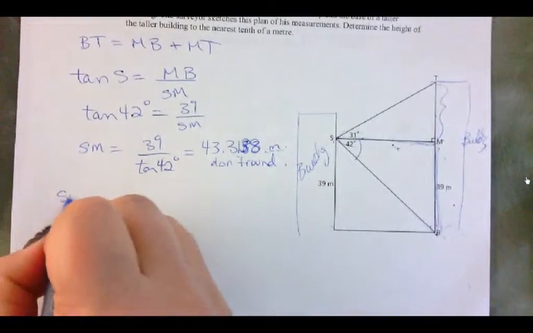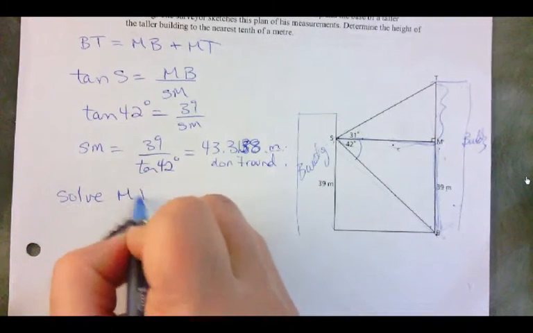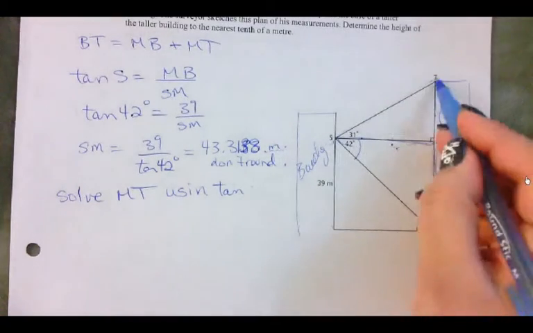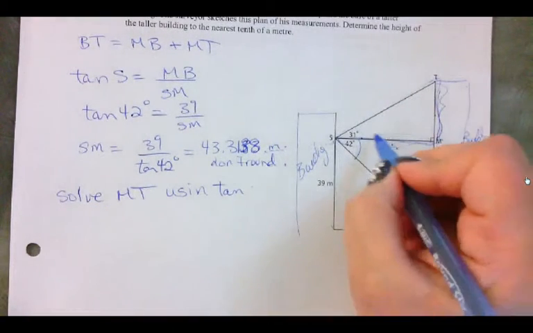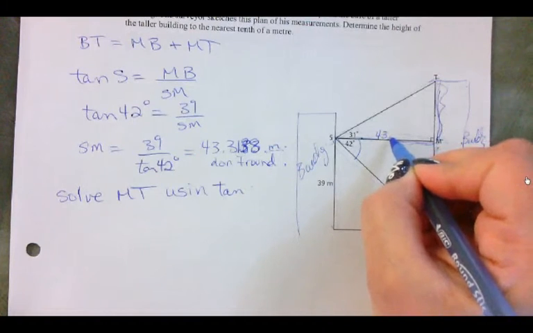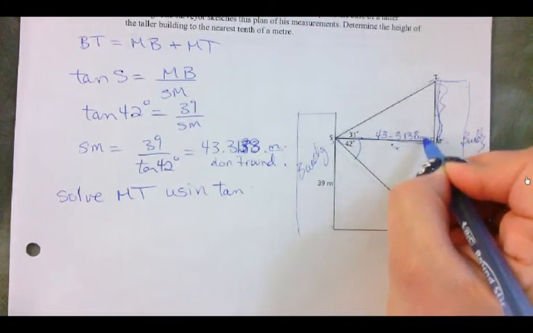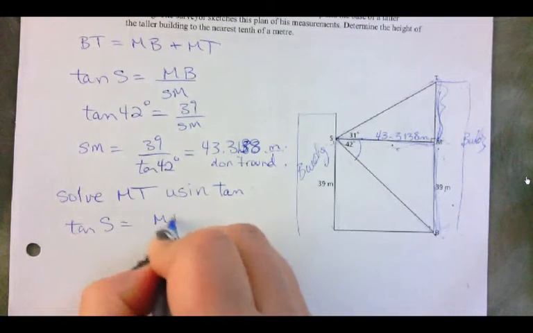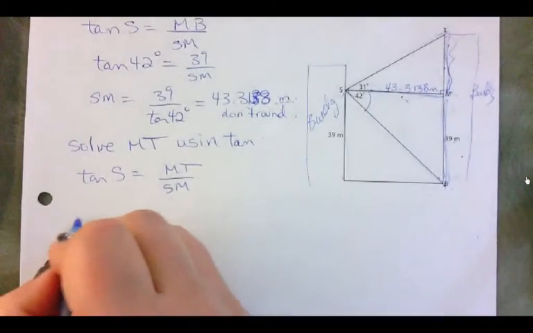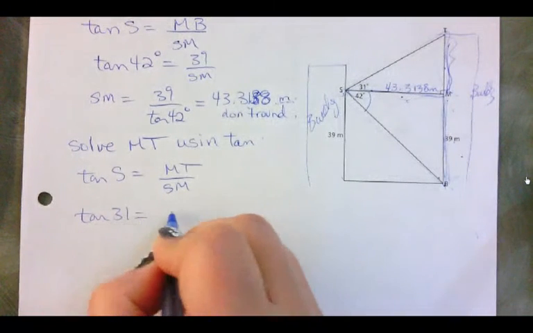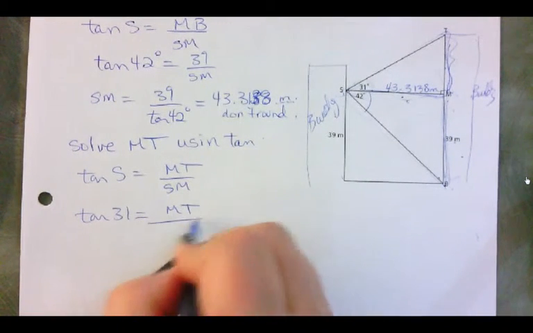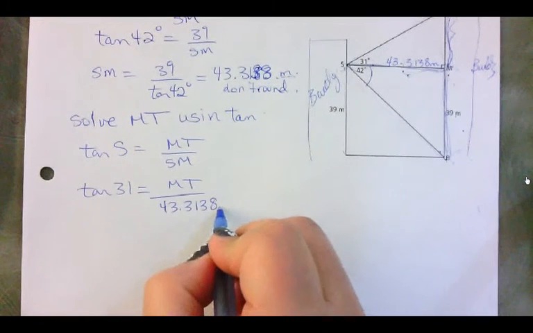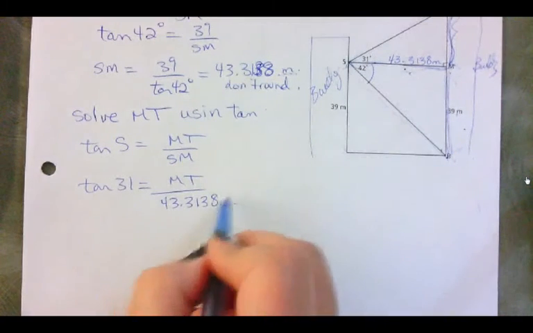Okay, so now we're going to solve for MT using tan in this triangle right here. We have this as 43.3138 meters. So we're using tan again. Tan S equals MT over SM, and then tan of 31 degrees because it's that top triangle we're using. So this is where you're just going to use your recall button to get that number in.